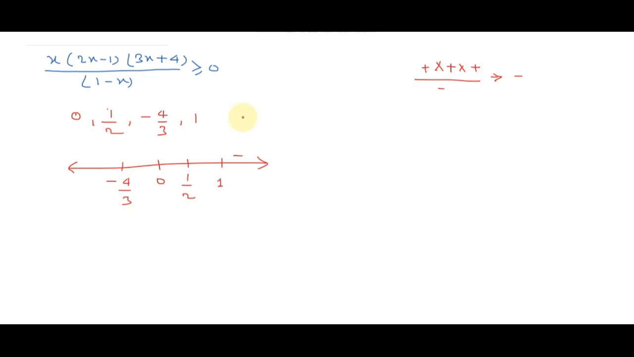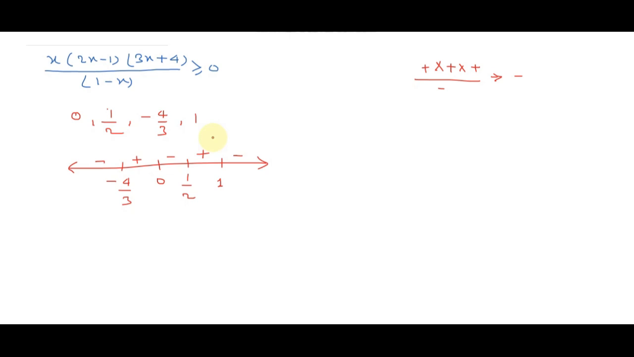and then the sign will change alternately. We will have here a positive sign, then we will have a minus sign, then a plus sign, then minus. So we have got the sign scheme of this expression. But the demand of the question is we have to get such values of x for which this term is going to be positive or equal to 0.